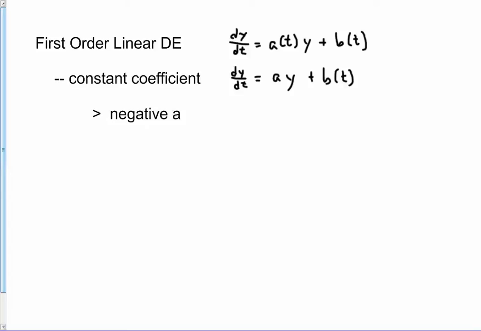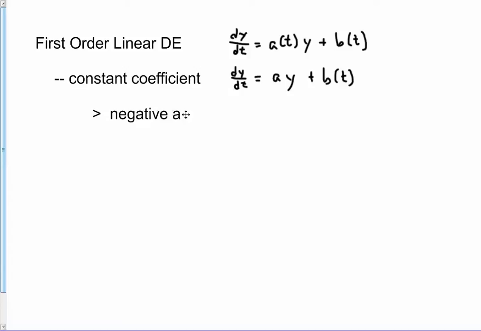A short video on one additional aspect about first-order linear differential equations. So we want to look at a special case where this circumstance comes up, the constant coefficient case. So dy/dt equals a constant times y plus b(t). And even more than that, we're going to specialize even further. We're going to assume that a is a negative number.